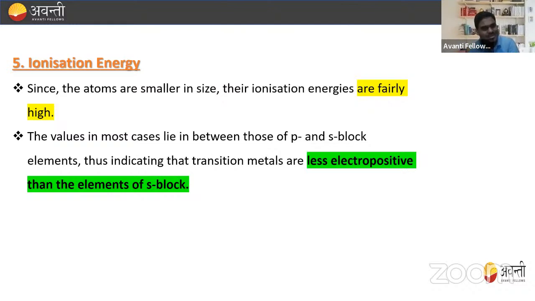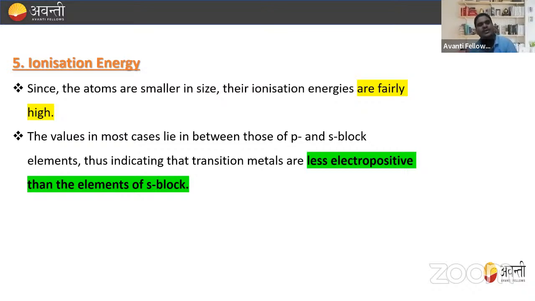Now, since the atoms are smaller in size, their ionization energy is fairly high, right? And the value in most cases lies between p and s block elements, thus indicating that transition metals are less electropositive than the elements of the s block, and less electronegative than the p block elements, right? So their atoms are smaller in size and their ionization enthalpies are fairly high.